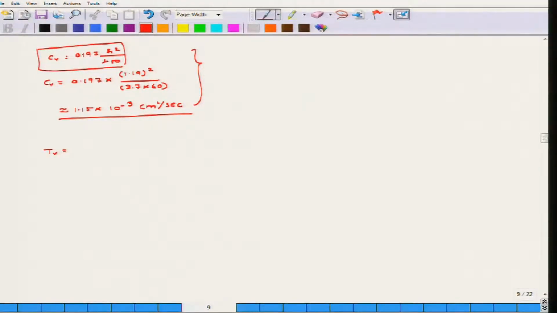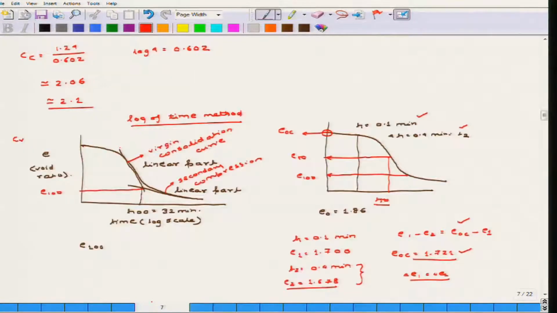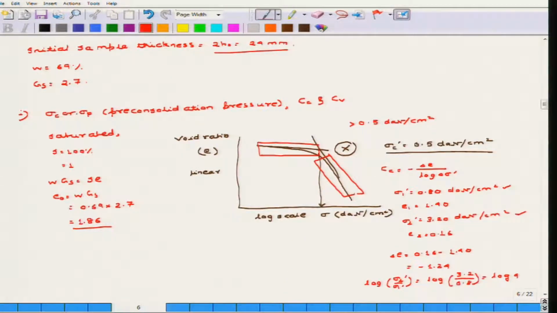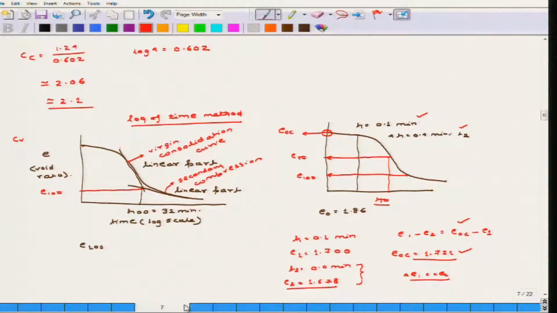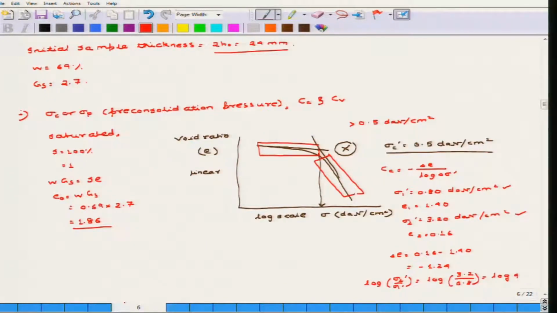Now after this part has been done, the first question has been done, because the first question said that you find out the pre-consolidation pressure, which you found out from the Casagrande construction, then CC, the compression index, which was also found from the Casagrande construction after finding the pre-consolidation pressure, then we found out the value of the CV.